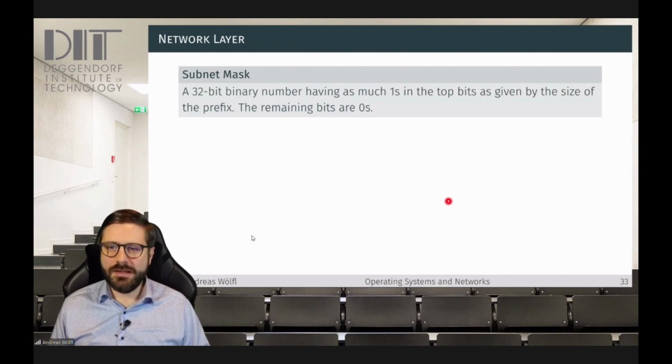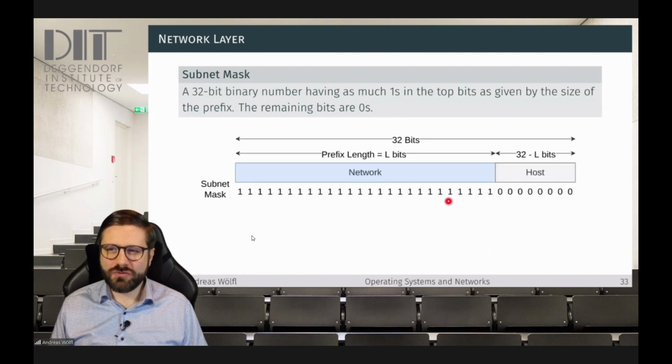The subnet mask is similar to an IP address in the sense that it is a 32-bit binary number, but it does not constitute an address of a host. It's rather a different way to represent the prefix, meaning the network portion of an address range. And an address range is a subnet.